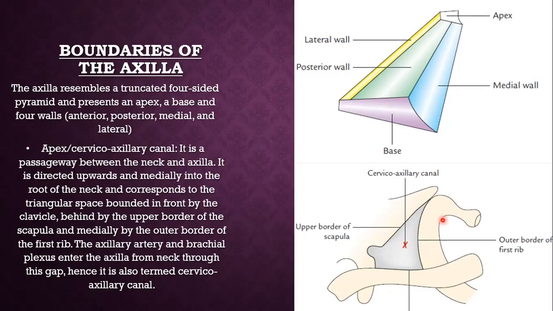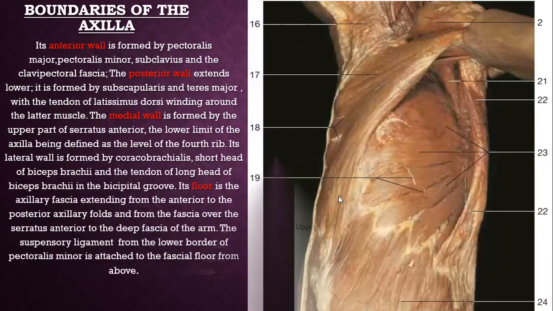And it is also known as the cervical axillary canal. It is where the axillary artery and brachial plexus enter the axilla from the neck, and also the axillary vein usually leaves the axilla into the neck via this cervical axillary canal or the apex of the axilla. Now let's look at the other boundaries.